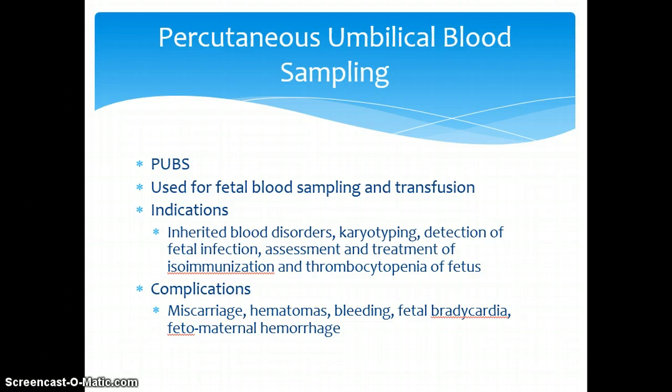Complications following PUBS: again, miscarriage is always a complication because we are puncturing the umbilical cord. Also hematomas, bleeding, fetal bradycardia, and fetal maternal hemorrhage. Follow-up following PUBS is continuous fetal heart rate monitoring for several minutes to an hour, and a repeat ultrasound in 1 hour to make sure there is no bleeding or hematoma formation at the puncture site.